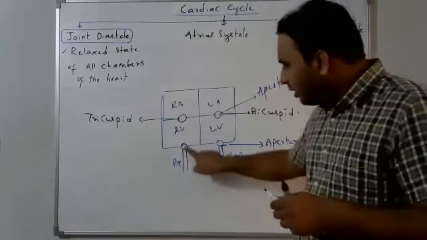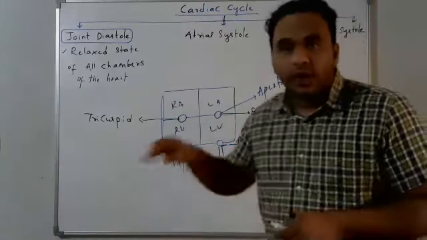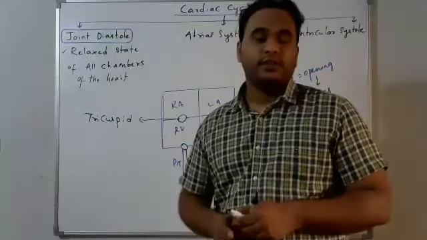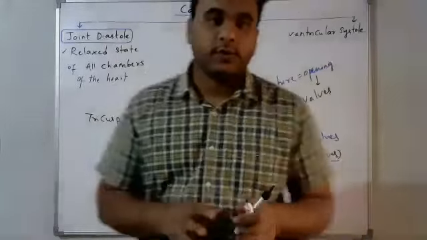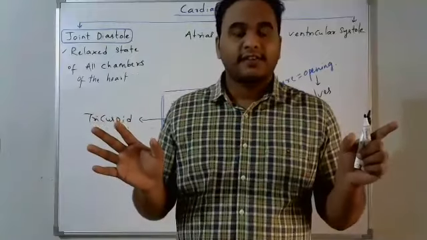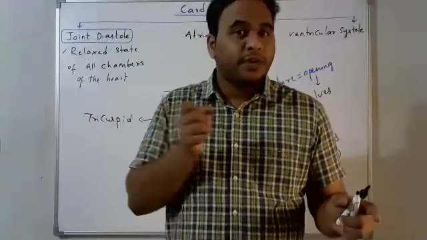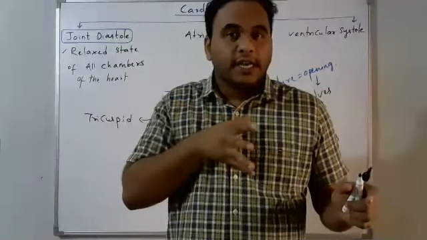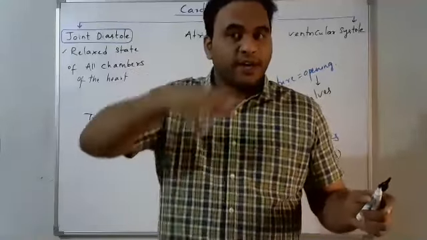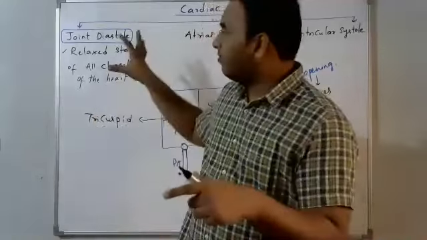At this stage, the two semilunar valves are closed. So this is joint diastole. At this time, all four chambers of the heart are in a relaxed state, and the tricuspid and bicuspid valves start opening and the blood starts flowing from the right auricle to the right ventricle and from the left auricle to the left ventricle. That is the first step.